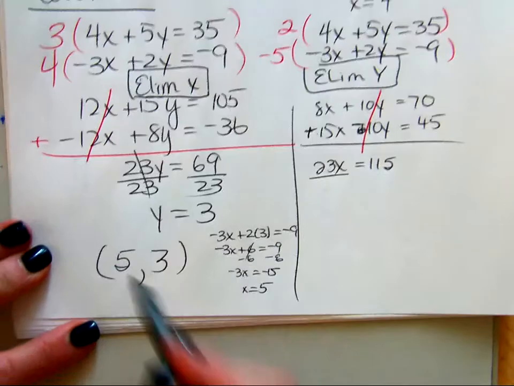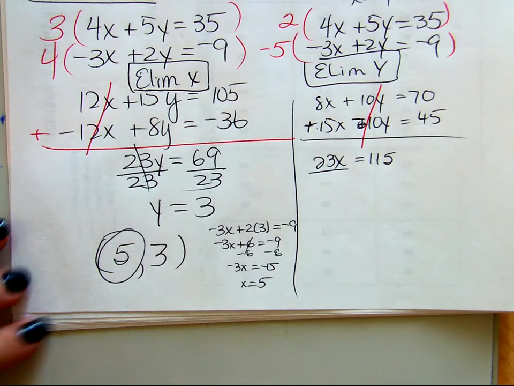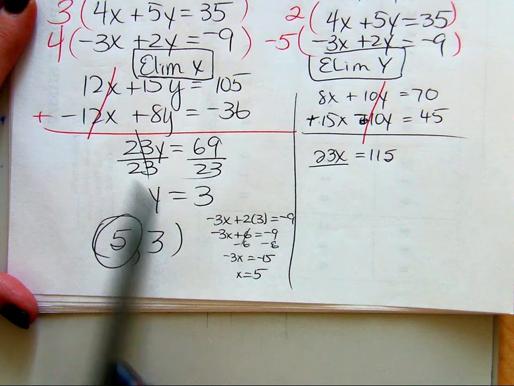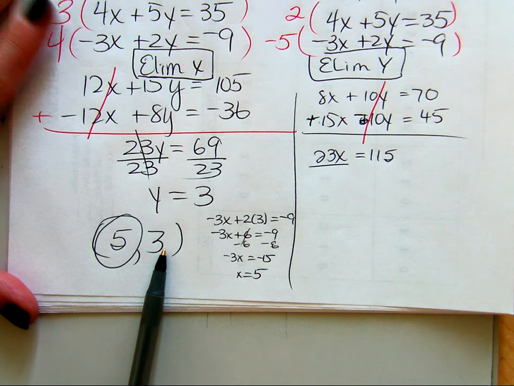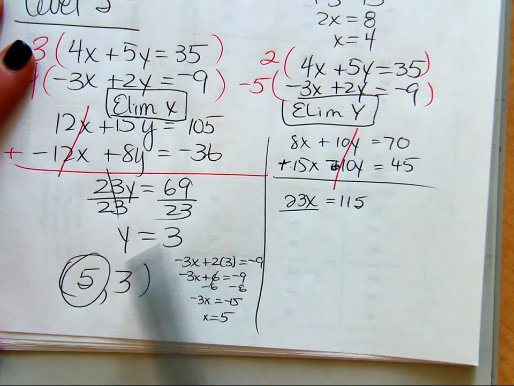5. So when I canceled the x's here, I found my y first. When I canceled my y's here, I found my x first. You'll get the same answer. It's just going a different direction.